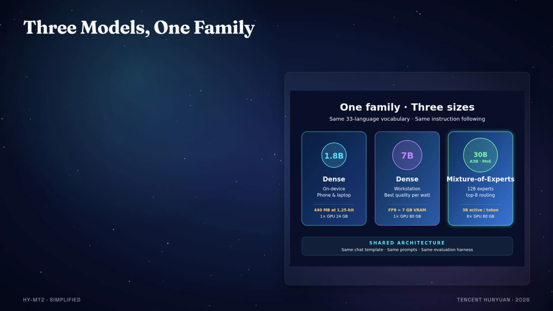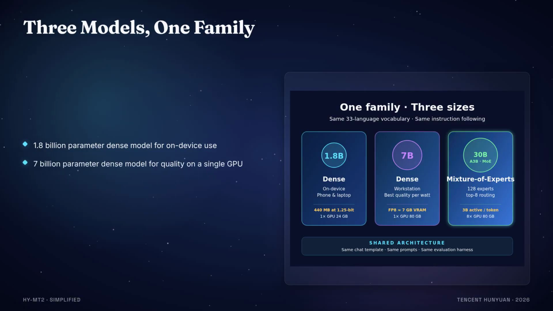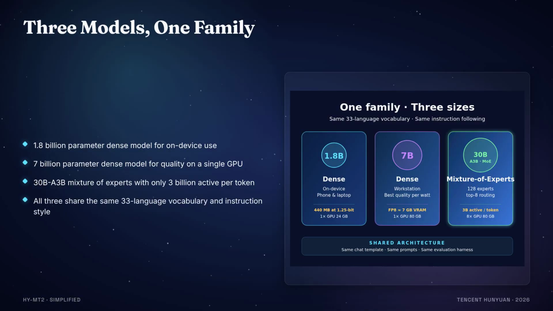Hy-MT2 is not one model, it is a family of 3. The smallest is a 1.8 billion parameter dense model, light enough to run on a phone or a laptop. The middle tier is a 7 billion parameter dense model, the sweet spot for a single high-end GPU. And the flagship is a 30 billion parameter mixture of experts model that activates only 3 billion parameters per token, giving you the quality of a large model at the cost of a small one. All 3 share the same vocabulary and the same instruction following style.